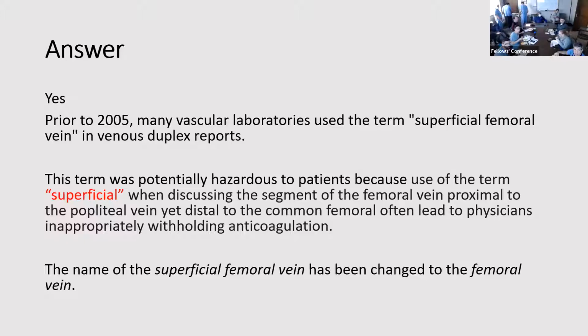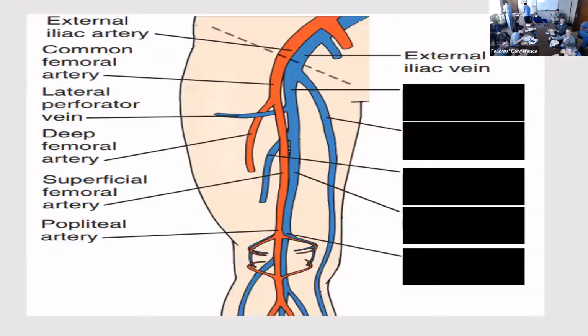So you're correct. Prior to 2005, many vascular laboratories would use the term superficial femoral vein in their duplex reports. So this term was a huge problem. If you're looking at a report that says clot in the superficial femoral vein, you may think that this is not part of the deep system, and you will probably withhold anticoagulation. Since that time, the superficial femoral vein has been termed just the femoral vein. And you'll see how that incorporates as we move along.